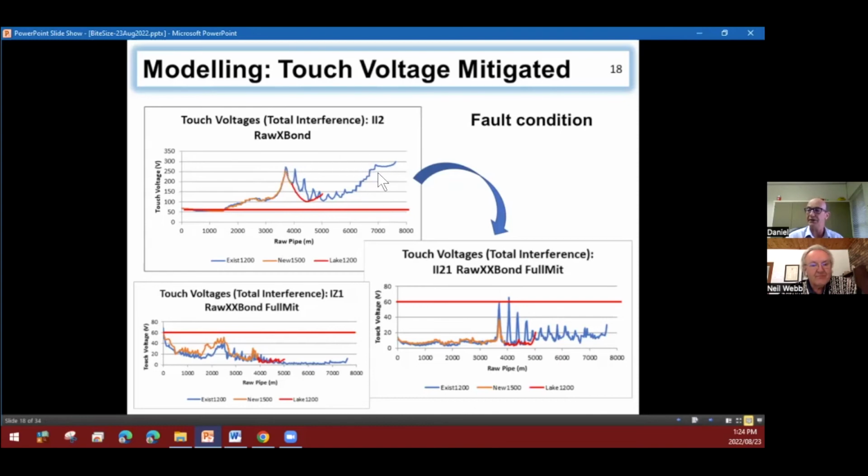So we need to mitigate this. We do our tricks, we do our fancy stuff, we do our grounding. After mitigation, we come to this situation where we've got the same 60 volts there, everything is calmed down, and we're okay, we are safe.